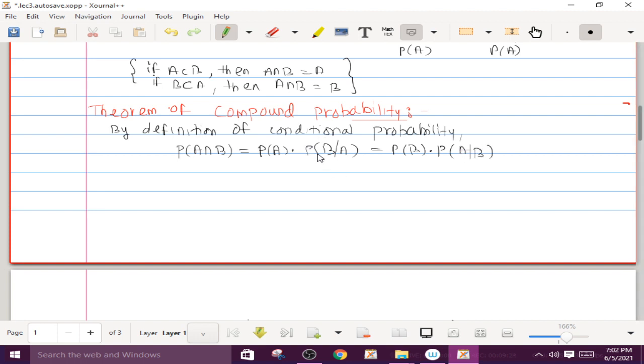If you put the formula of probability of B given A here, probability of A intersection B upon probability of A, you will get probability of A intersection B. Similarly, you can check this one also.